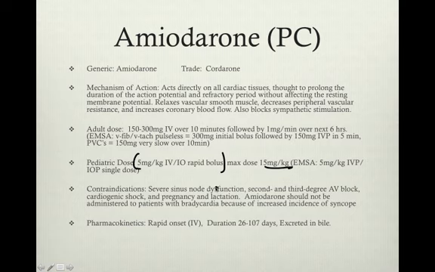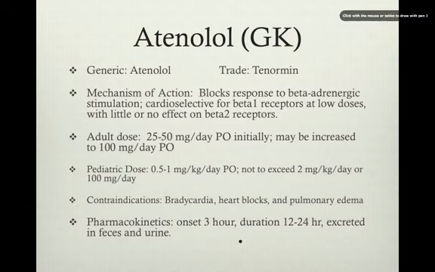Atenolol. This is general knowledge. I'm going over this one really quick. General knowledge means that all I want you to understand is, instead of the adult dose, pediatric dose, contraindications, please look them over. You may receive a few test questions over them. However, the mechanism of action is what I want you to know. And atenolol is a beta-adrenergic blocking agent.